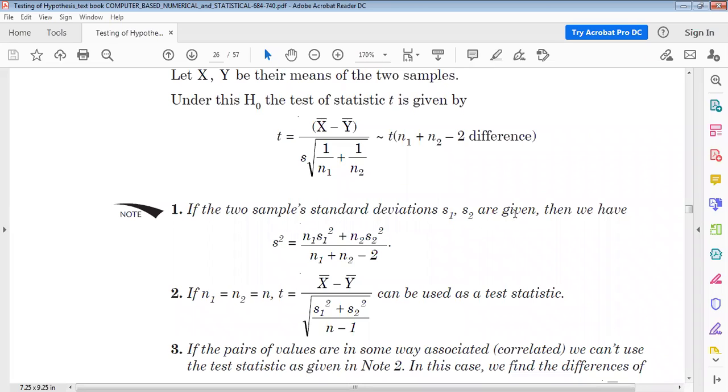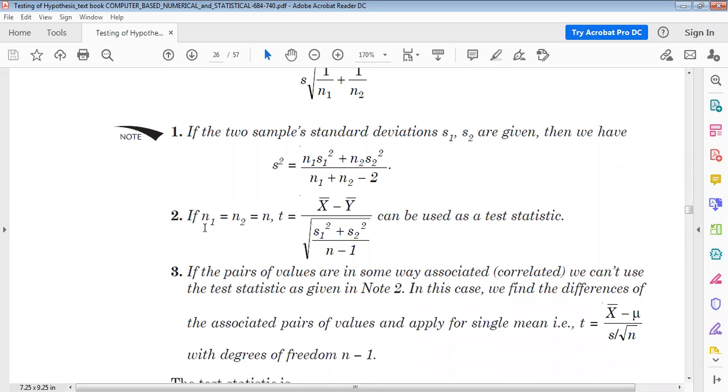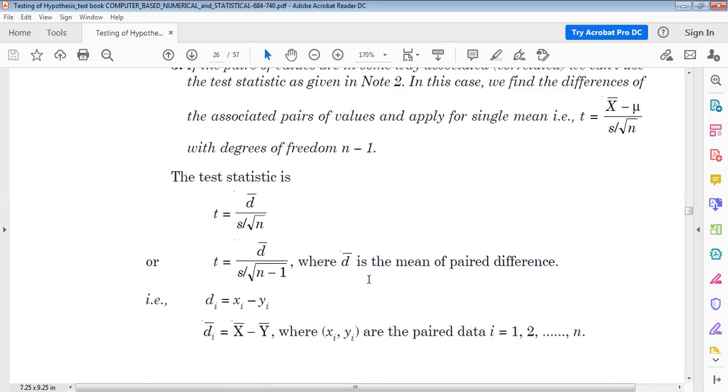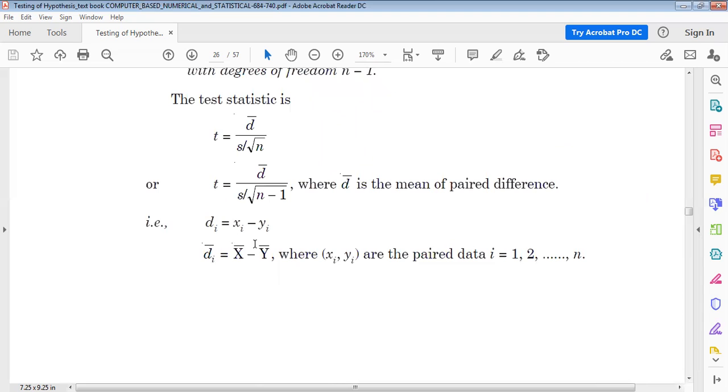If the two sample standard deviations S1 and S2 are given, then S square is given by this formula. And if the sample sizes are equal, first sample size n and second sample size n, then the t distribution formula will be this. If the pairs of values are in some way associated, we can't use the test statistic given in the previous note. In this case, we find the differences of associated pairs of values and apply the single mean test, t equals x bar minus mu, our previous formula, with degrees of freedom n minus 1. So the t test statistic t will be d bar divided by s by root n minus 1, where d bar is the mean pair difference, and the difference is xi minus yi.